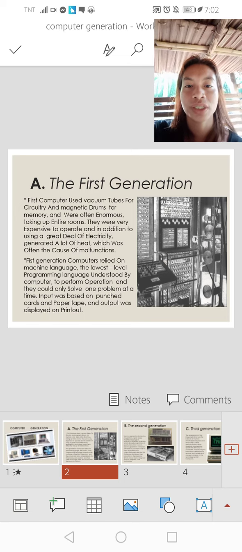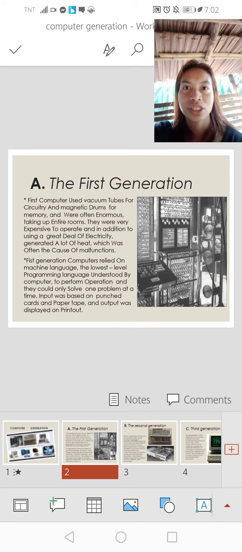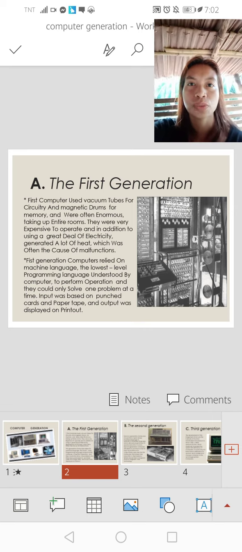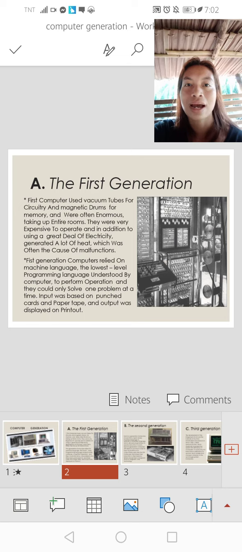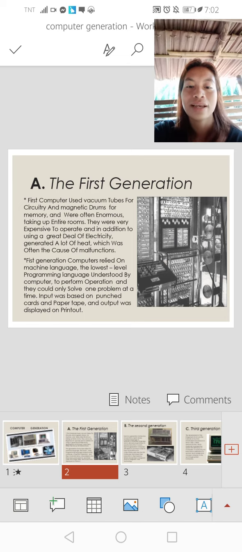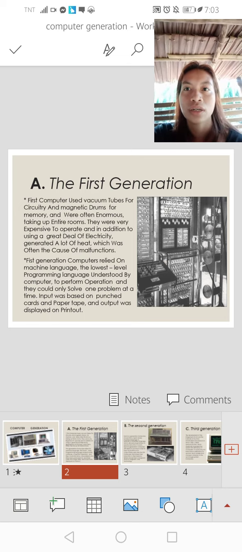First generation computers relied on machine language, the lowest level programming language understood by computers, to perform operations, and they could only solve one problem at a time. Input was based on punch cards and paper tape, and output was displayed on printouts. They used thousands of vacuum tubes, consumed a lot of power, and generated a large amount of heat. Examples of first generation computers are ENIAC and UNIVAC.